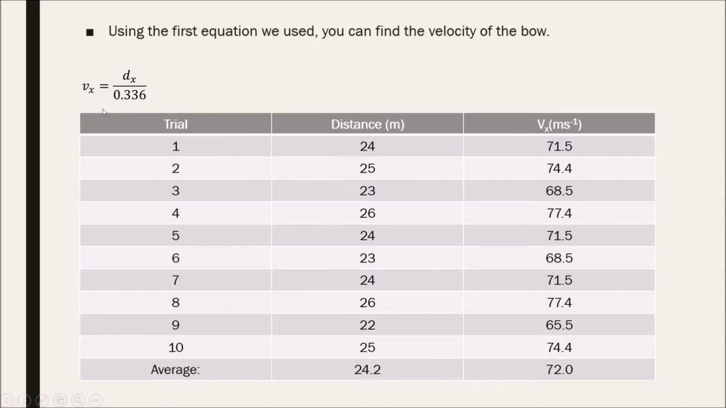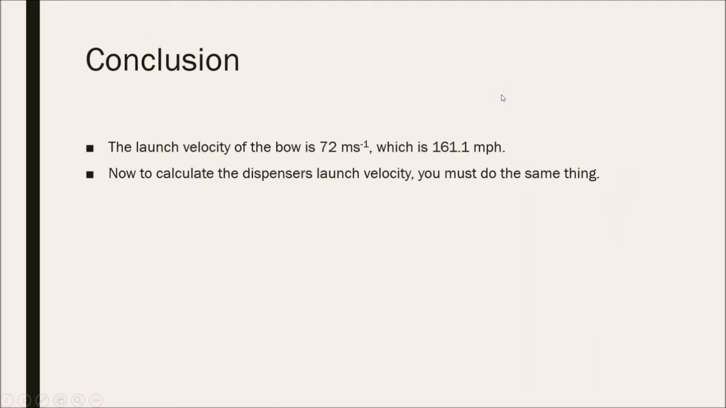And so we can use this equation to find the launch velocity, because we have the distance, which we measured in the lab. So we got an average of 24.2 meters per second. Meters, sorry. I'm getting ahead of myself. And then the launch velocity averages out to be 72 meters per second. Now, the conclusion is that the launch velocity, as I said before, is about 72 meters per second, which is about 161 miles per hour.